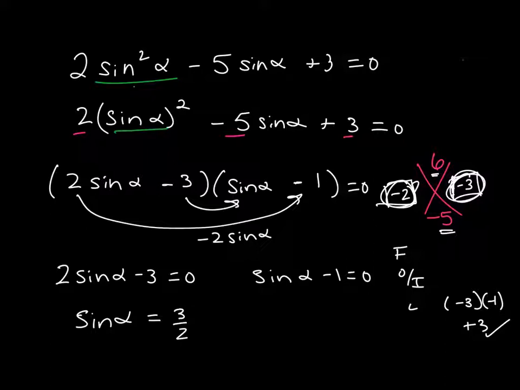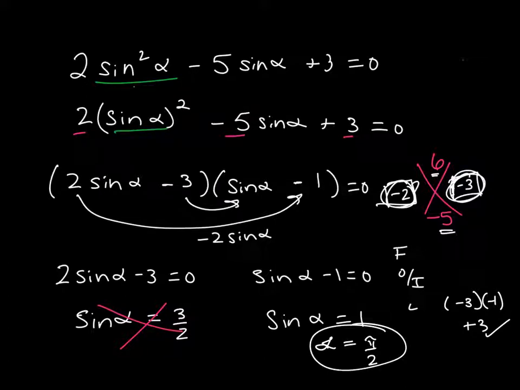Now, remember what we talked about before. This is outside the range. I can't have this, so there are no solutions here. Over here, I have where's the sine of alpha equal to 1. All right, and then that gives us that alpha is just equal to pi/2. That's it for solving these trig equations with factoring.